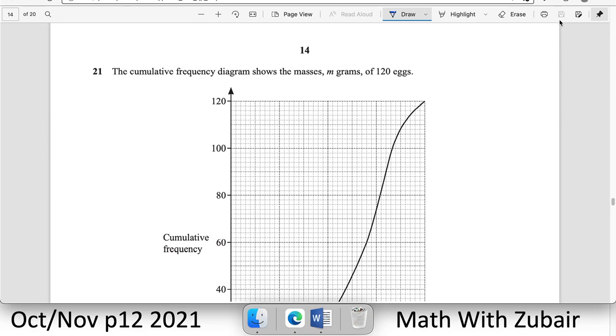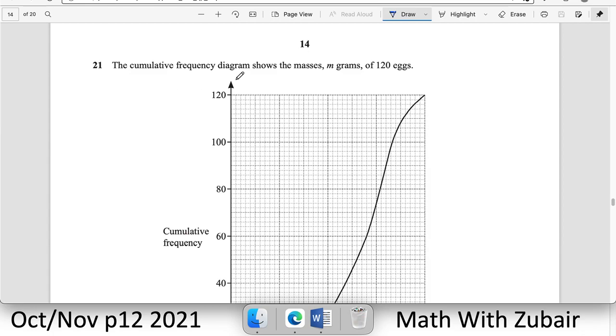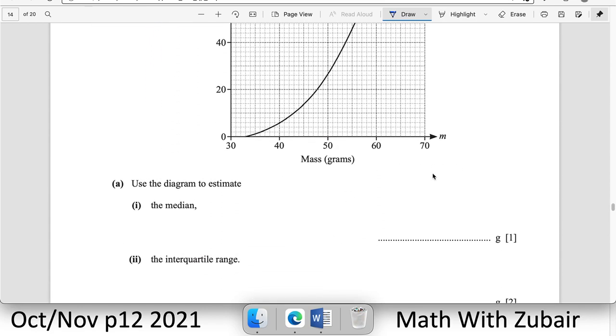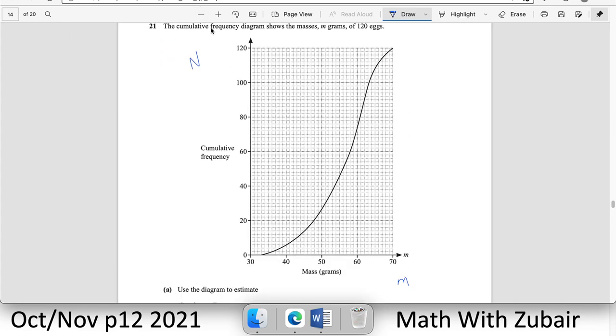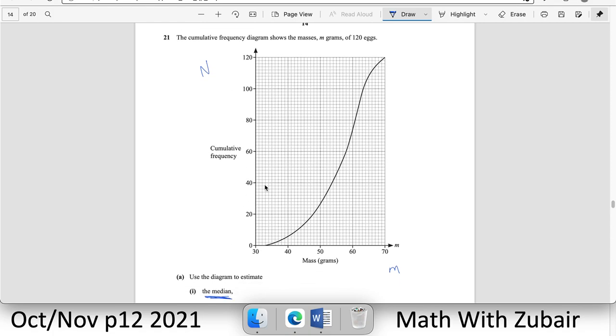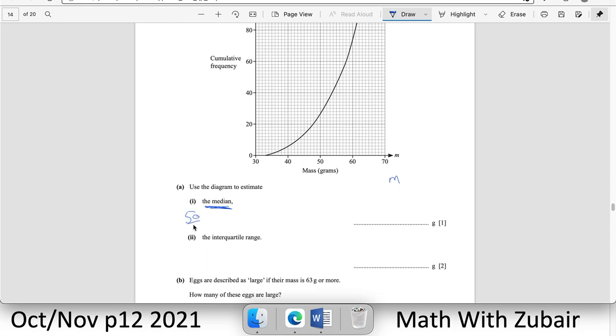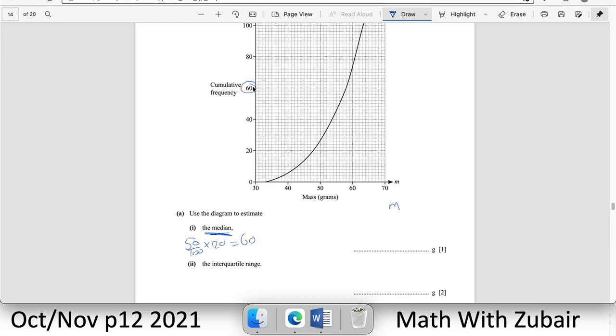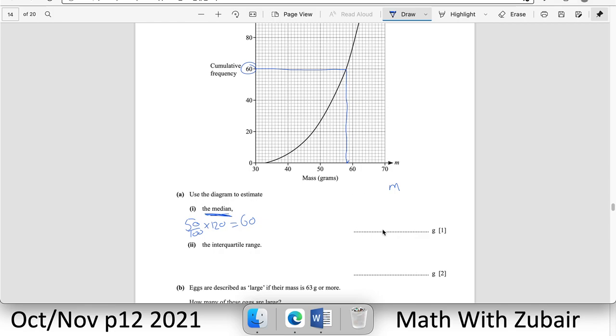Question number 21, cumulative frequency. The cumulative frequency diagram shows the masses m of 120 eggs. So the number of eggs is on this side and masses are on the x-axis. Let's zoom out a little. Use the diagram to estimate the median. We have 120 numbers, so the median is 50% of that. So 50 by 100 of 120 is 60. So go to 60, draw a horizontal line, use your scale to avoid any error, and you get 58.